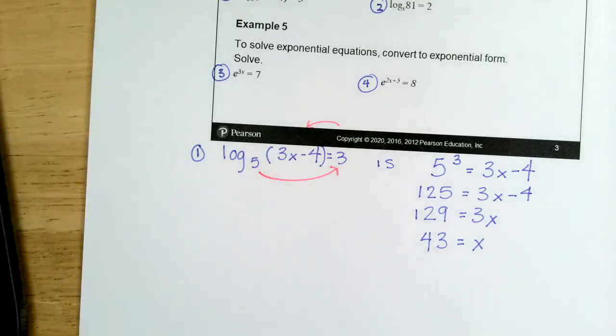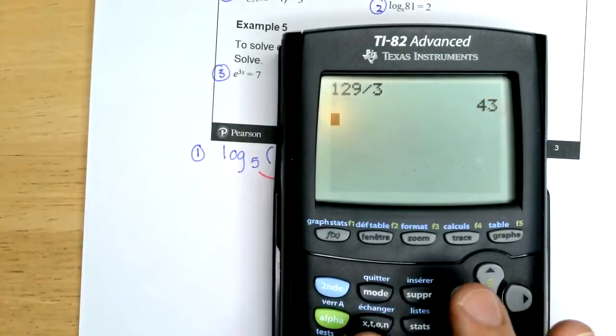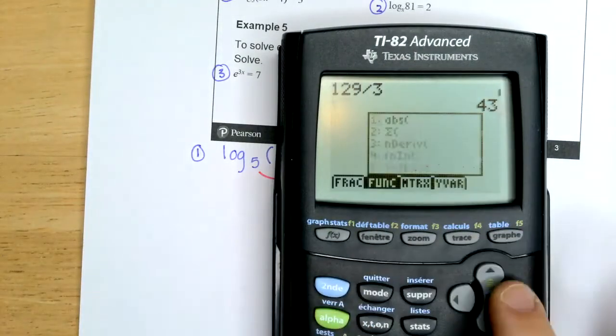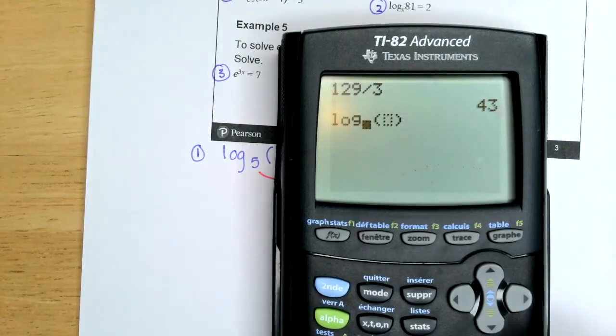So I will check it by typing in log. Well, I'll just do it right here. Log base 5 of 3 times 43 minus 4 is 30. Good.